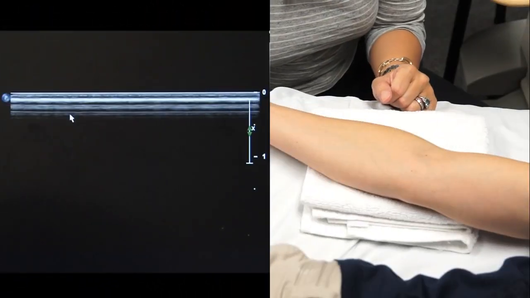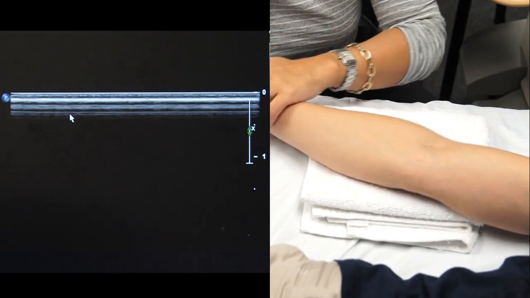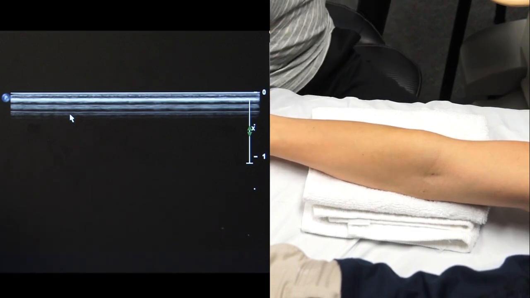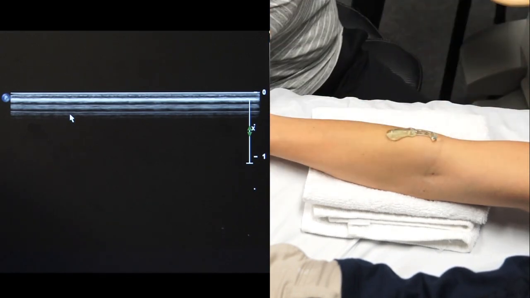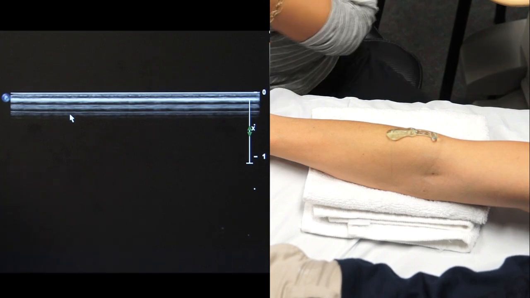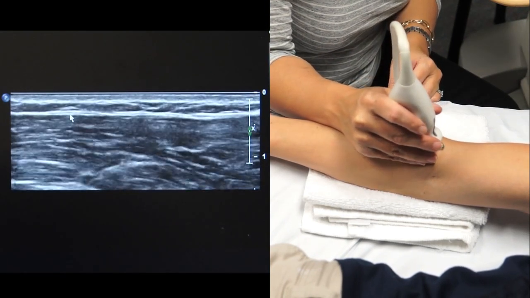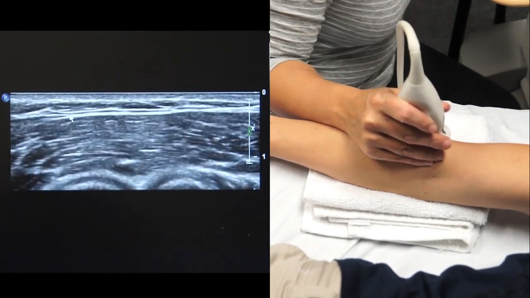Okay, moving on to the lateral elbow. It's best scanned with the arm pronated. Okay, good. Gel here. Now you want to look for the bony landmarks. Okay, we will be looking for the lateral epicondyle. You want to adjust your depth.